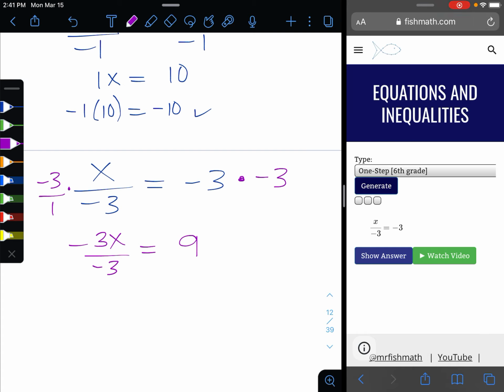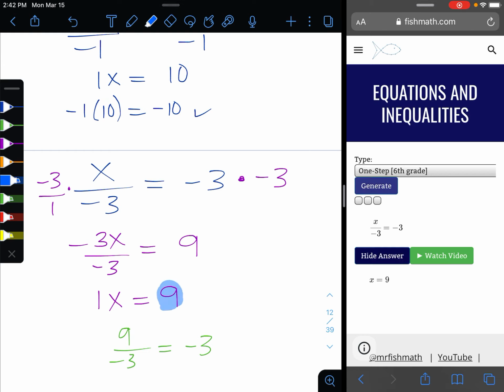And a negative 3 over a negative 3 is really just 1. So 1x equals 9. Again, why does this work? Plug it back into the equation. 9 over negative 3 would be 9 divided by negative 3, which is negative 3. So the answer that makes this true would be just positive 9.